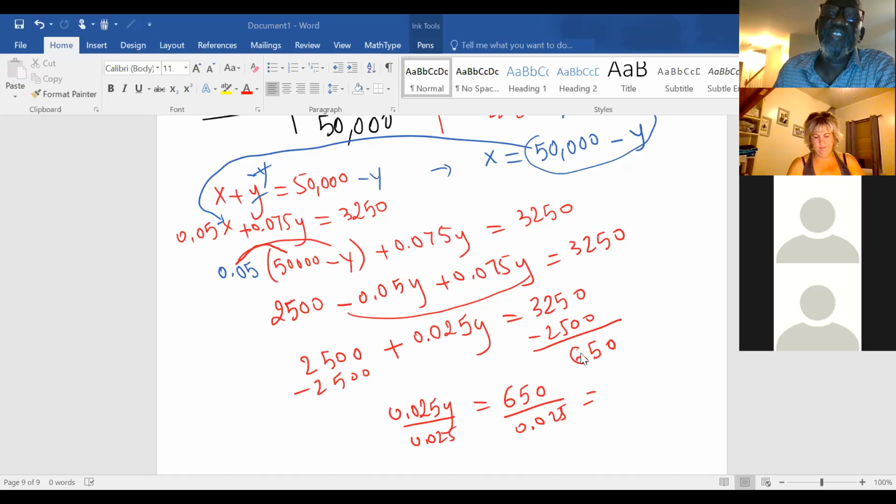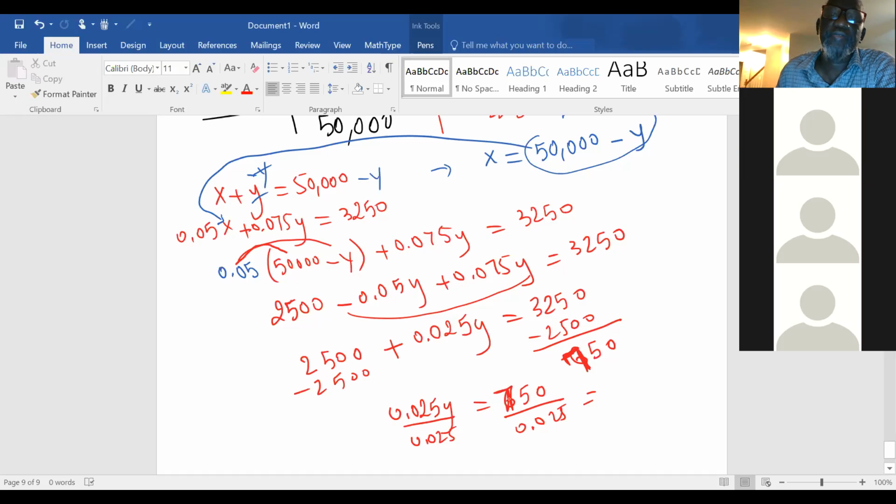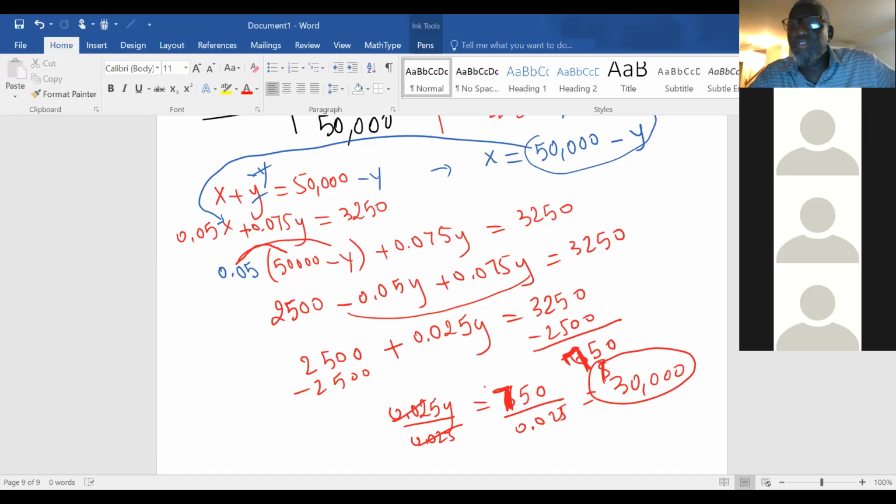What mistake I made is here. This is 75 right here. That's 750, not 650, right? So now if you do 750 divided by 0.025, it is 30,000, right? Yep. Okay. 30,000 is the Y. And the Y is the amount that is invested in the account with the highest interest, 7.5%. If 30,000 is the Y, the X will be 20,000, right? Because they must amount to 50,000.